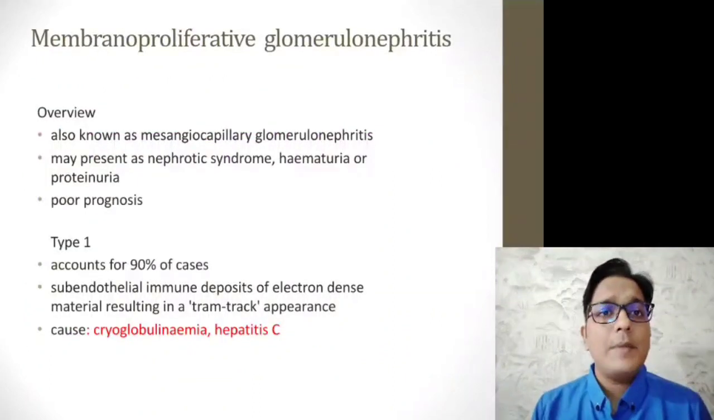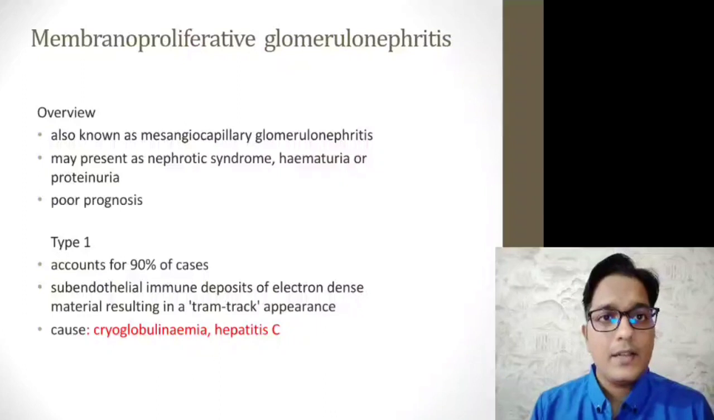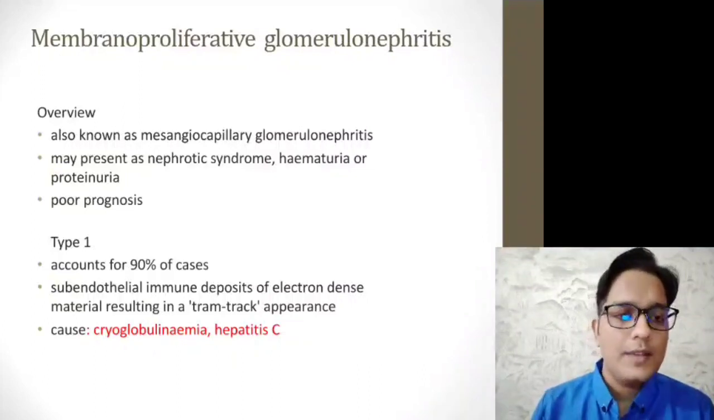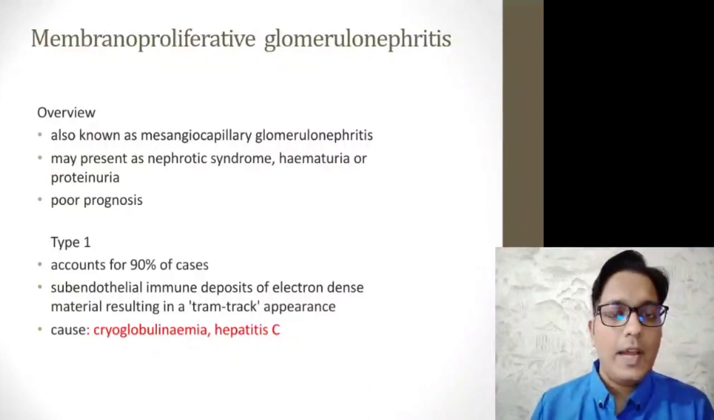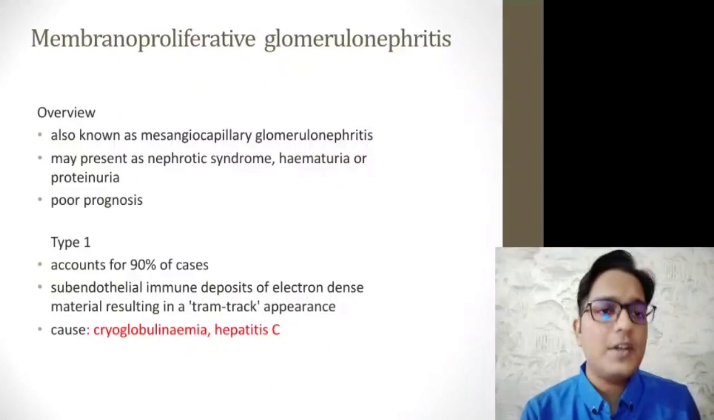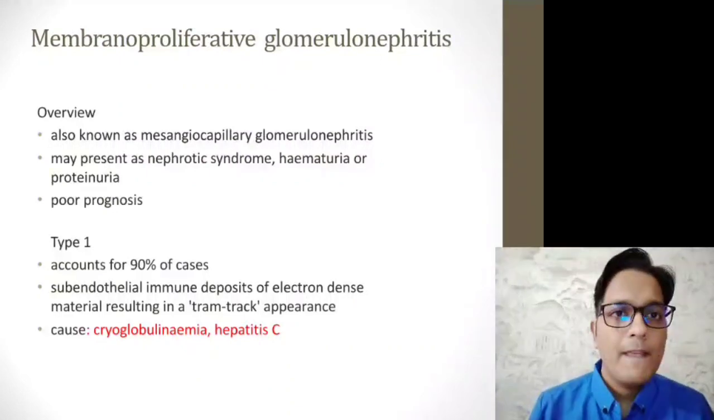Now we come towards the membranoproliferative glomerulonephritis. Before that, minimal change disease, membranous glomerulonephritis, and focal segmental glomerulosclerosis, these three are non-proliferative, and these three present with nephrotic syndrome. And now we come towards the proliferative glomerulonephritis, and these present generally with nephritic syndrome.